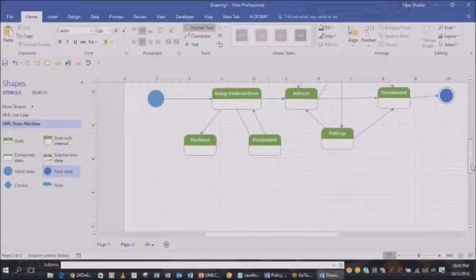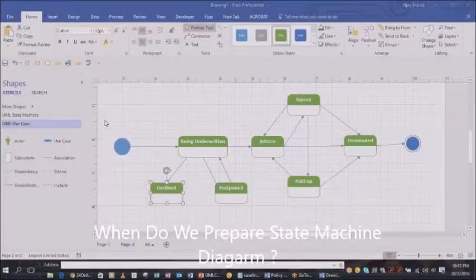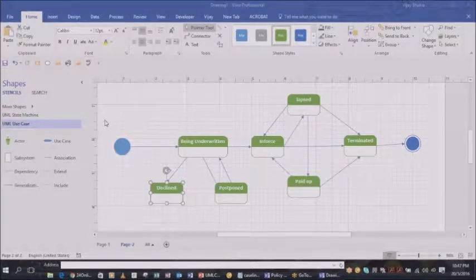And then you see the policy which has been declined is also not taken up again. In which phase of business analysis is the state machine diagram drawn? So you see, the state machine diagram again will be prepared during the early stages. As and when you will be eliciting your requirements, you will be preparing this diagram. And so I will stop here.